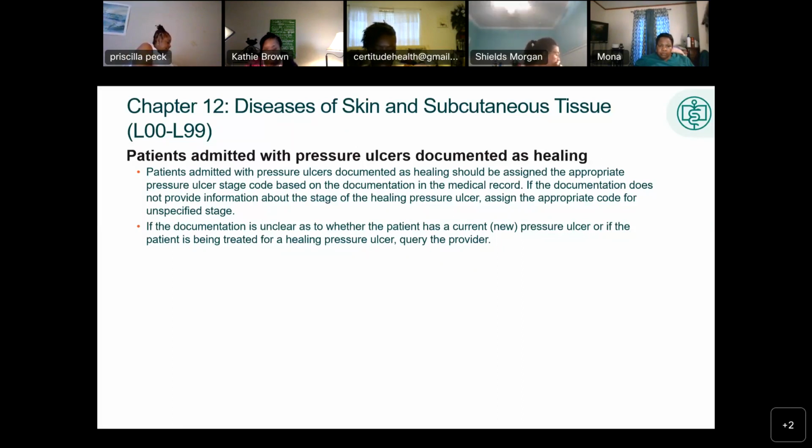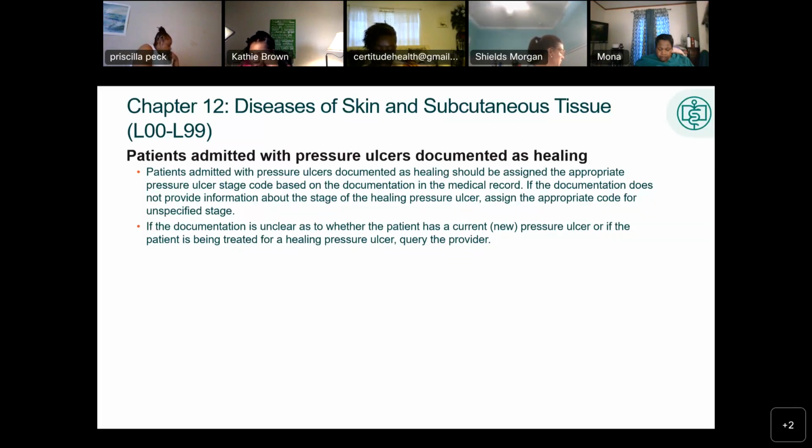Guideline 4, patients admitted with pressure ulcers documented as healed. So no code is assigned if the documentation states that the pressure ulcer is completely healed at the time of admission. So if the pressure ulcer is completely healed at the time that the patient is admitted, then we don't code anything because they no longer have an ulcer.